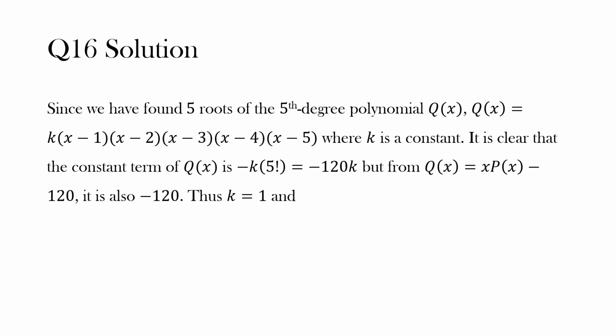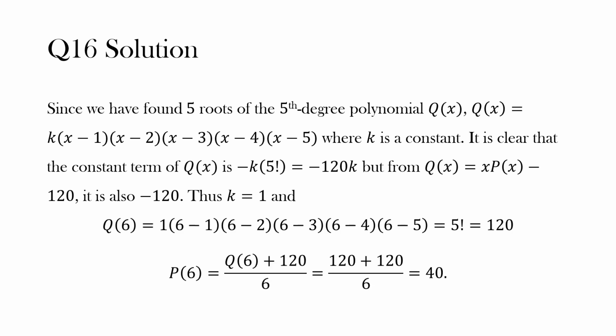From this form of Q(x), it's clear that the constant term is negative k times 1 times 2 times 3 times 4 times 5, which is negative 120k. However, from the form that we used to construct Q(x), which is xP(x) minus 120, the constant term is negative 120, because when you multiply P(x) by x, all the terms will have degree of x at least 1. So negative 120k equals negative 120, which implies that k equals 1.